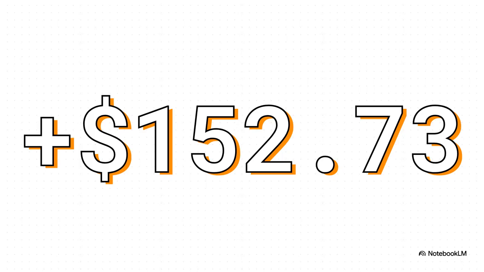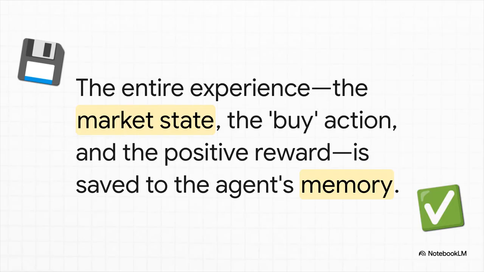So the environment processes that buy order. Then the clock ticks forward 5 minutes. And what happens? Hey, the price of Bitcoin went up. So the environment calculates the profit on that move and sends back a reward, a positive one, of about $152. Nice.